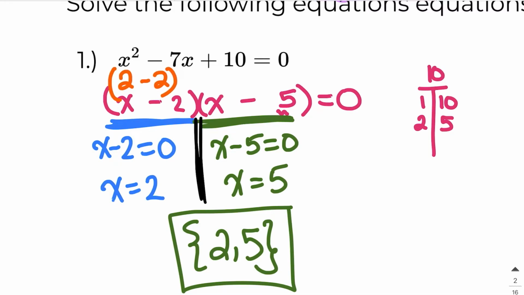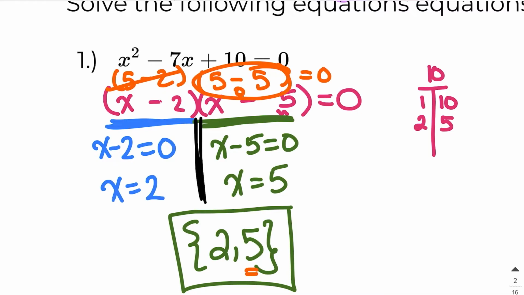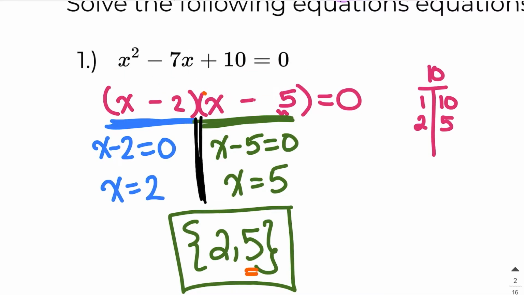Now, really quickly, the reason why this works is because when I plug 2 in right here, 2 minus 2 is 0. 0 times anything, I don't really care what it is, will still give me 0. And if I plug this 5 into this set of brackets right here, I don't really care what that gives me in the other bracket because this one gives me 0, and 0 times anything will always give me the number 0. And that's how you solve a quadratic equation by factoring.